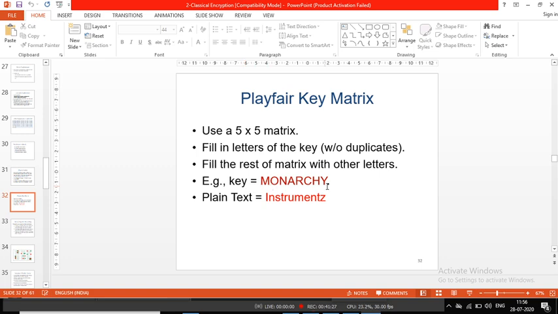The key is monarchy. The key will differ in your exam. In last year's question paper the key was monarchy, but the plain text was Swaraj is my birthright. They gave the plain text as Swaraj is my birthright, and by using that key and the Playfair cipher, I want to convert that plain text. Coming to our problem, the key was given as monarchy and the plain text as instruments.